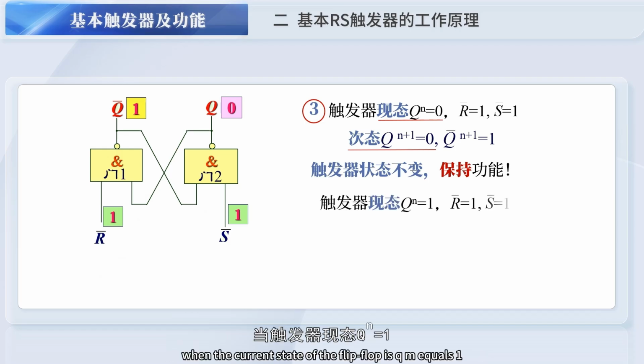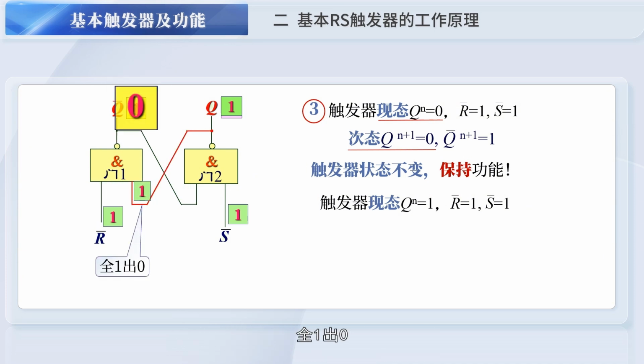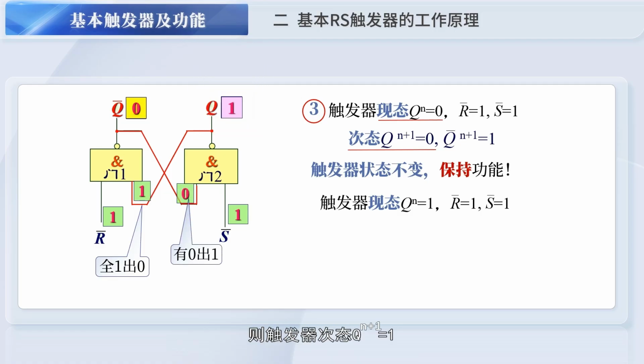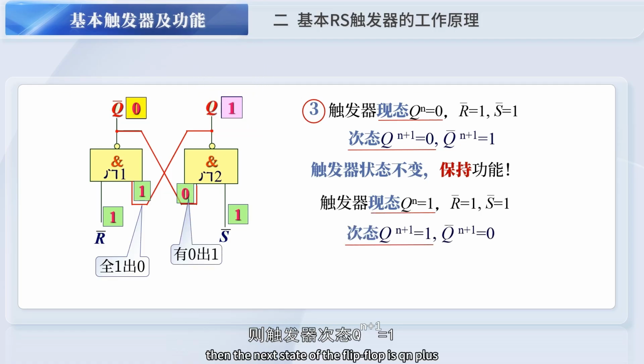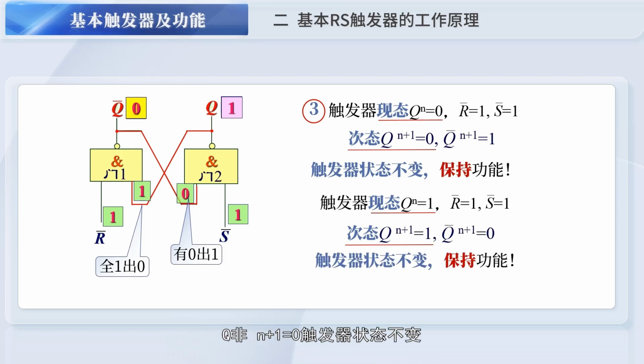When the current state of the flip-flop is Qn equals 1, when R equals 1 and S equals 1, both inputs of the NAND gate on the left are 1, so it outputs 0. The right NAND gate outputs 1. Then the next state of the flip-flop is Qn+1 equals 1 and Q̄n+1 equal to 0. The flip-flop state remains unchanged. It realizes the holding function.